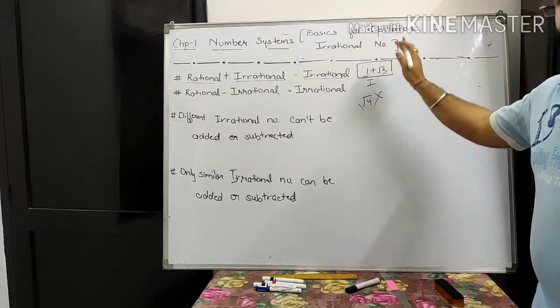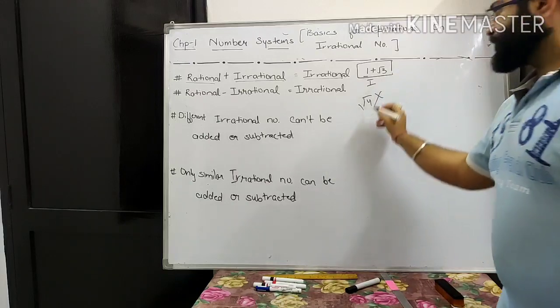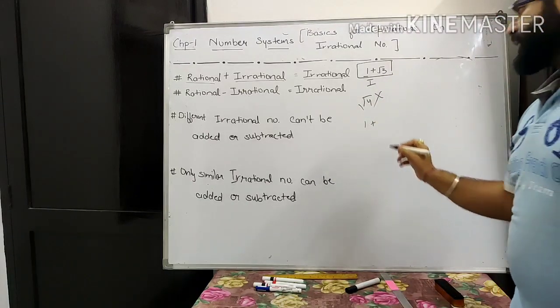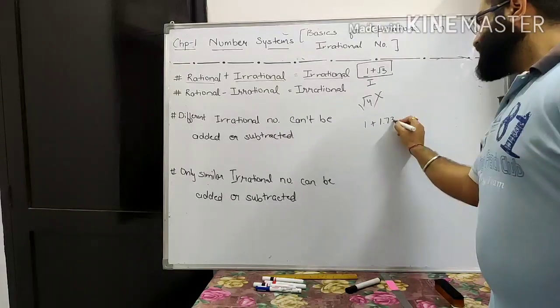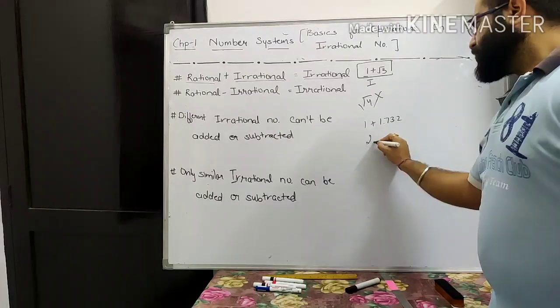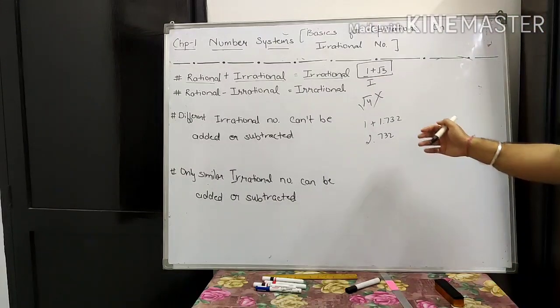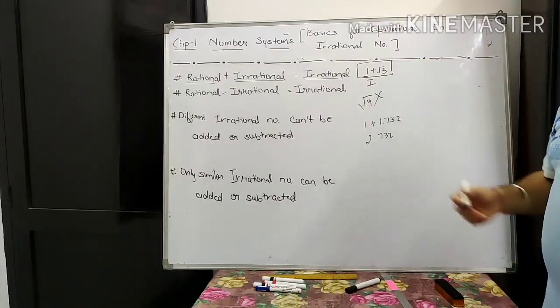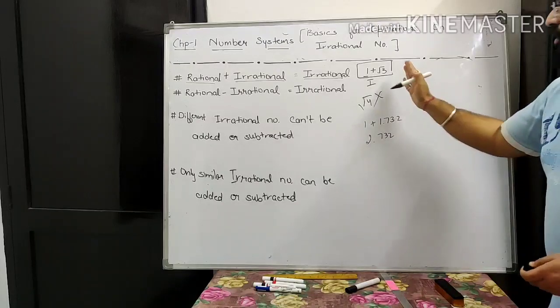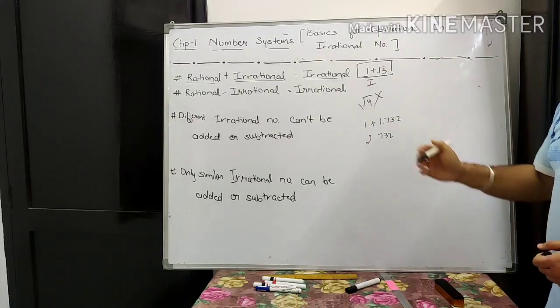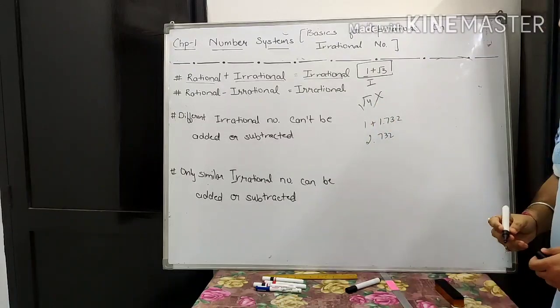If you need to solve this further, what you can do is 1 plus, you can use an approximate value for under root 3. Let us say that is 1.732. So you'll get 2.732. This is an approximate answer for the above question. You cannot simply add the integral value with the irrational term. So this will be a wrong answer.